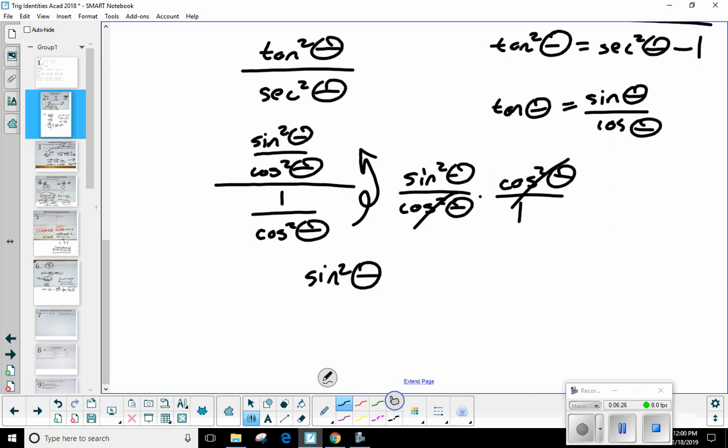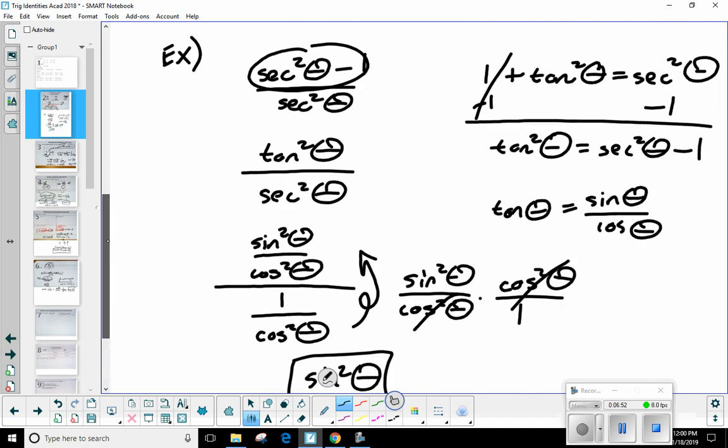And remember, I said it was going to simplify to a single trig function. Now, that won't always happen, but I'm going to try my best to start you off with all these expressions that do simplify down to a single one, and then we can look at some other ones later. Okay. All right. Questions? Let's try another one.